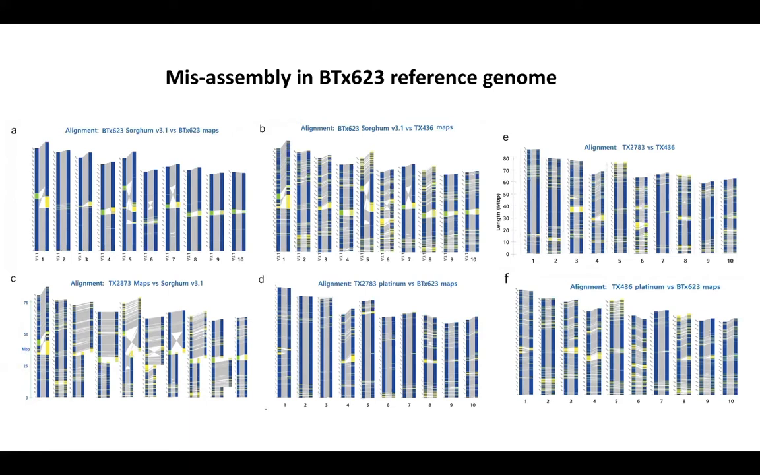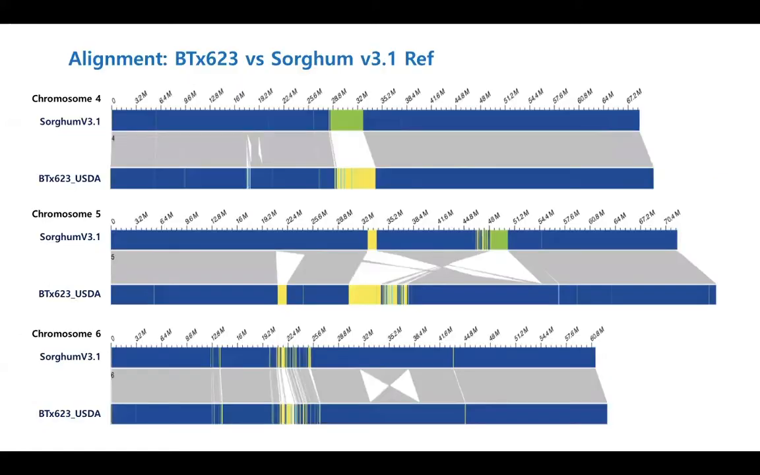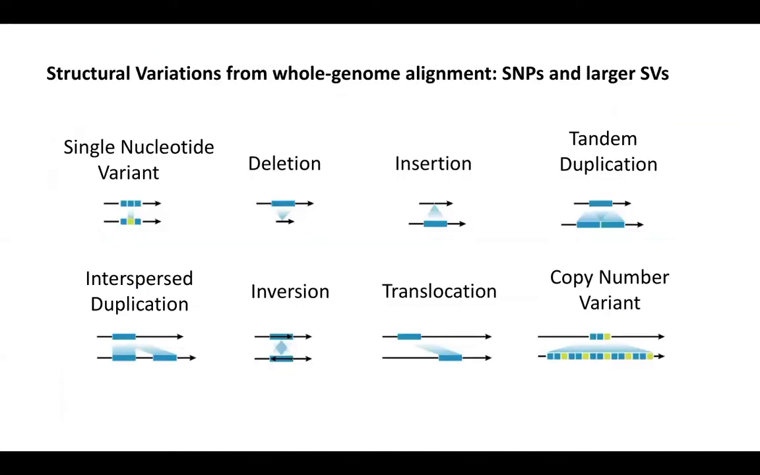So this means there are misassemblies in current variant 3 BTS-C-3 reference genome sequence. And this is one example showing that a large inversion exists in the variant 3 reference sequence. So based on this assessment, we decided to use TS-273 as reference genome to call structural variations for the remaining analysis. For the structural variations, it basically includes SNPs and larger structural variations.